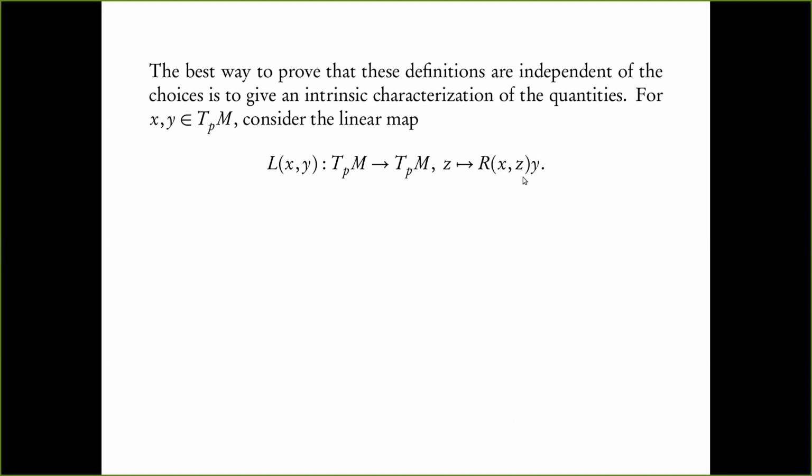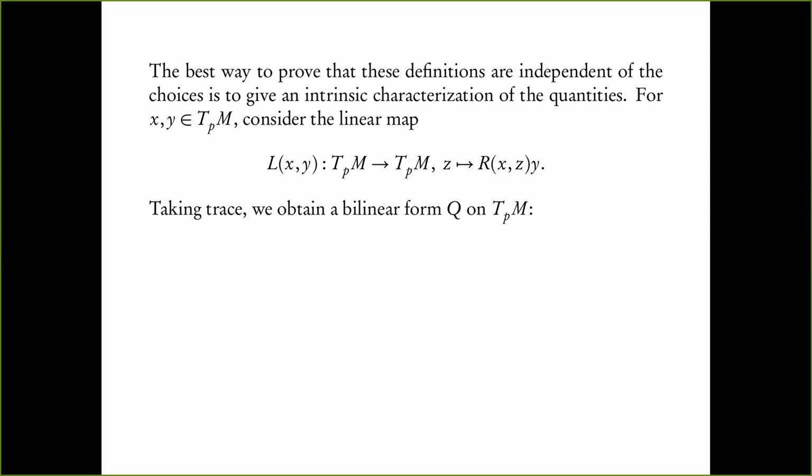But the upshot is that this is a linear map. Why? Because R is a tensor, so it's linear in all the four slots. So in particular, it's linear in the slot for z. So it's a linear map for every fixed x, y. Good. So this is a map which is very natural. It's already there. We have talked about it and we have used this to compute the R_ijkl. So this is a map that you know. So now what do you do?